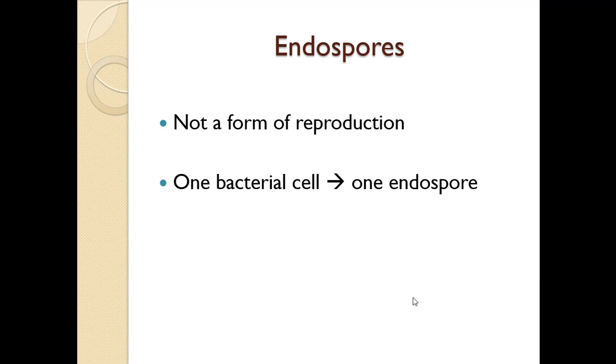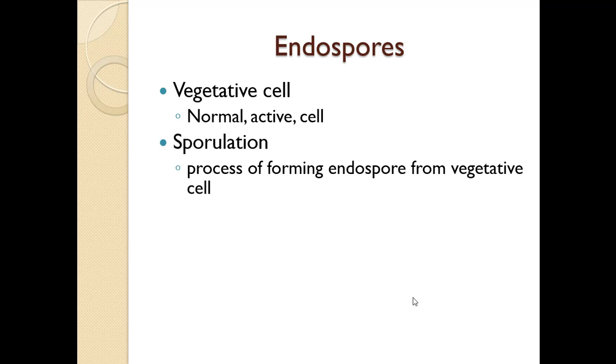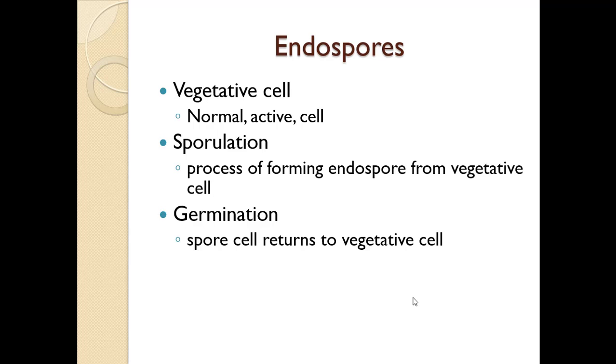It's not a form of reproduction. It's just a form of survival, essentially. One bacteria cell converts to one endospore, versus when it's in the vegetative state, its normal active form. And sporulation is the process of forming an endospore from a vegetative cell. I think it'll show a picture of that in a little bit. Germination is where the spore cell returns to the vegetative cell.